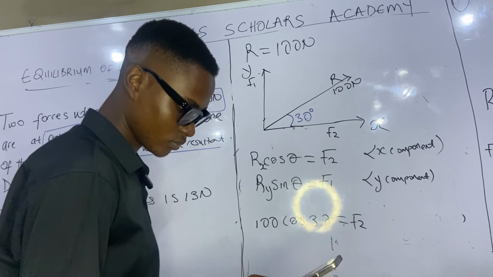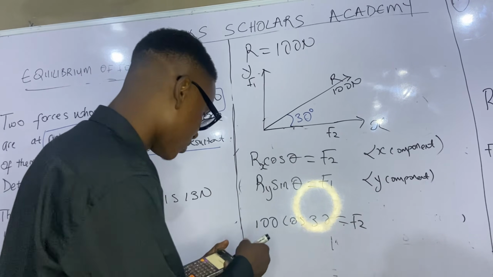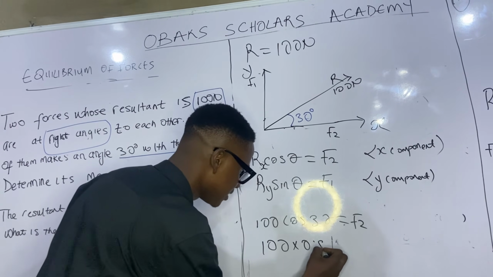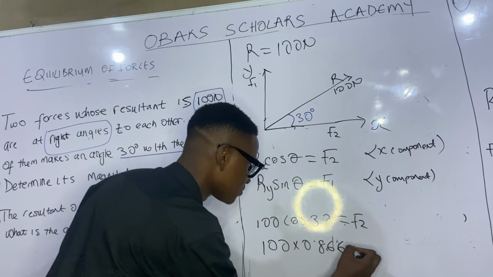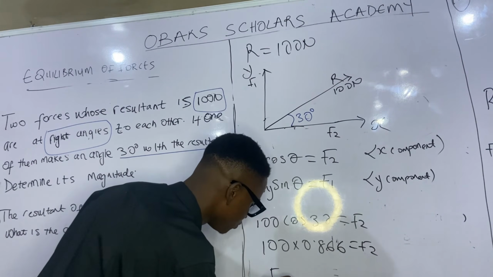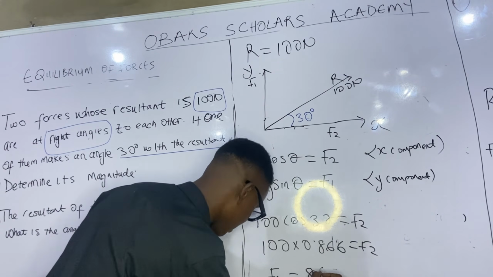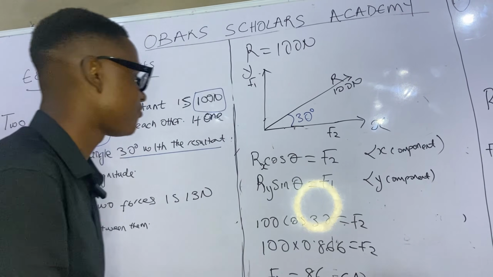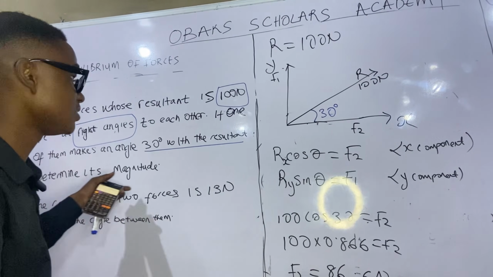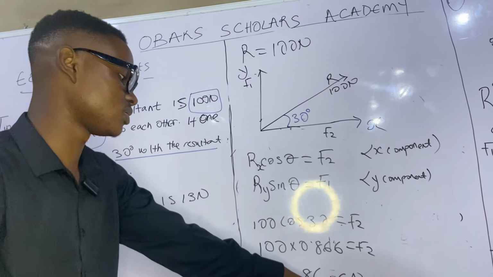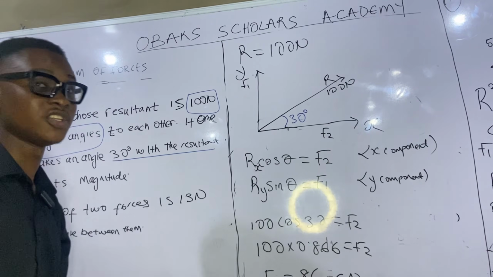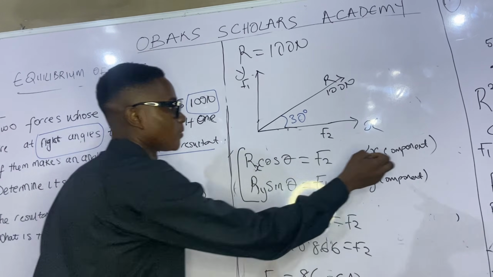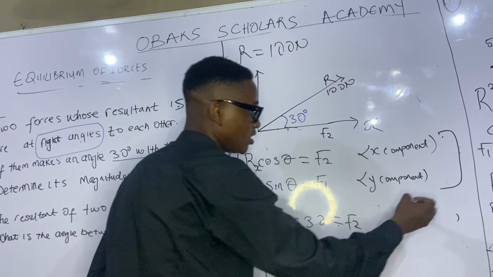Cos 30. So we have 100 times 0.866 equal to F2. Therefore, F2 is equal to what? 86.6 Newton. So that force that makes an angle 30 with the resultant is 86.6 Newton. Please, this formula will help you in a long way in physics.